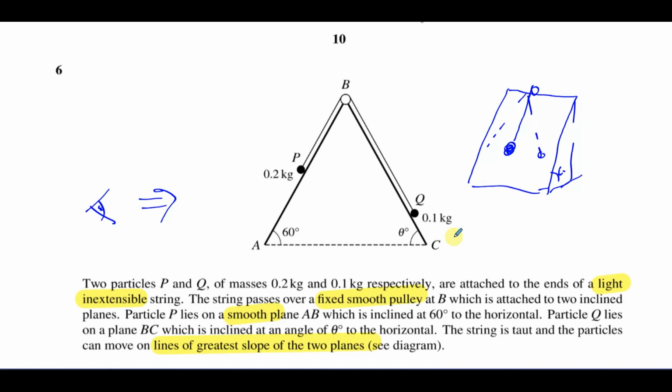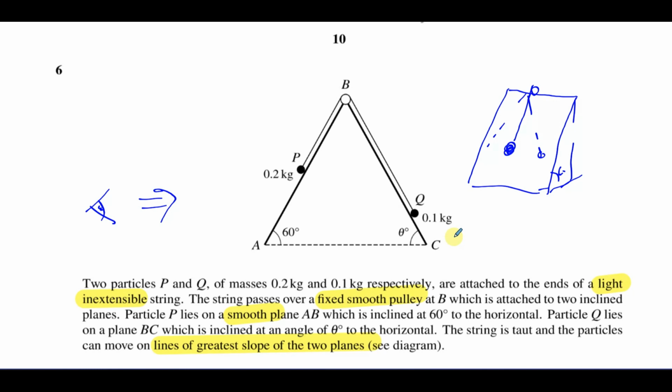Now, none of those things actually affect what we need to do in this question. These are modeling assumptions which they're telling us about, which we have to assume to be able to carry out these calculations. In Edexcel questions, they sometimes do ask, how did you use the fact that the string was light, or inextensible, or the pulley was smooth, in your calculations?